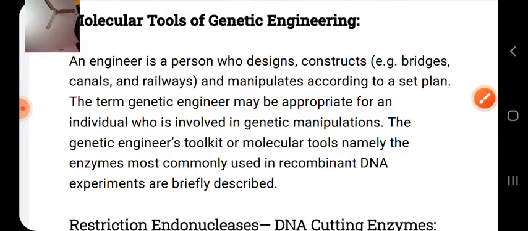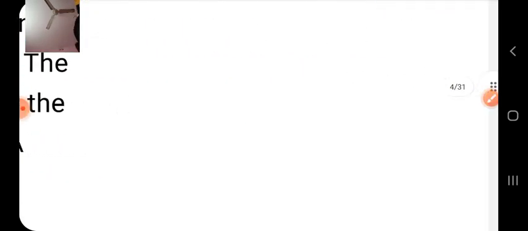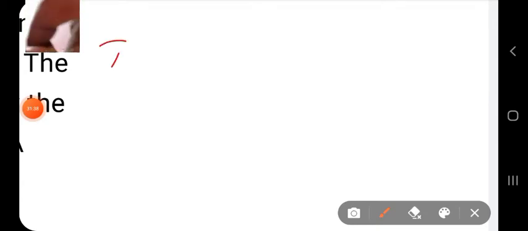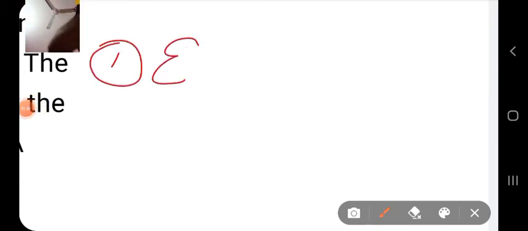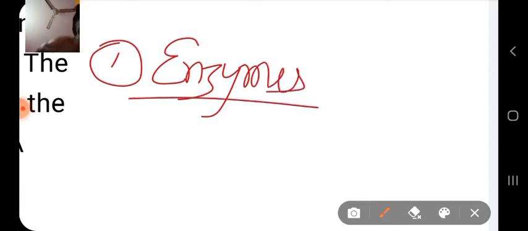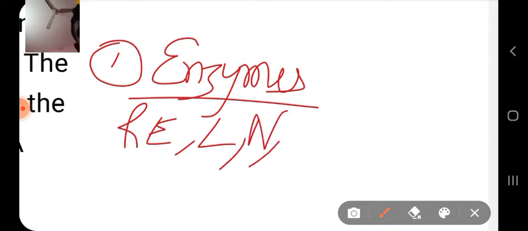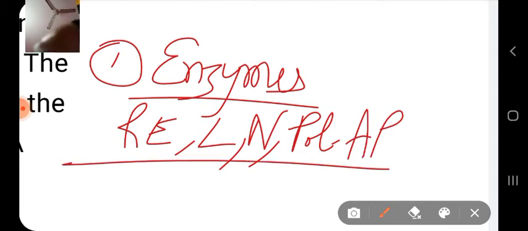Broadly speaking, three tools are mainly required. What are those three tools? The first tool that is required is a set of enzymes, an assortment of enzymes like restriction endonuclease enzyme, ligase enzyme, nuclease enzyme, DNA polymerase enzyme, then alkaline phosphatase enzyme. Different types of enzymes are needed for your recombinant DNA experiments.